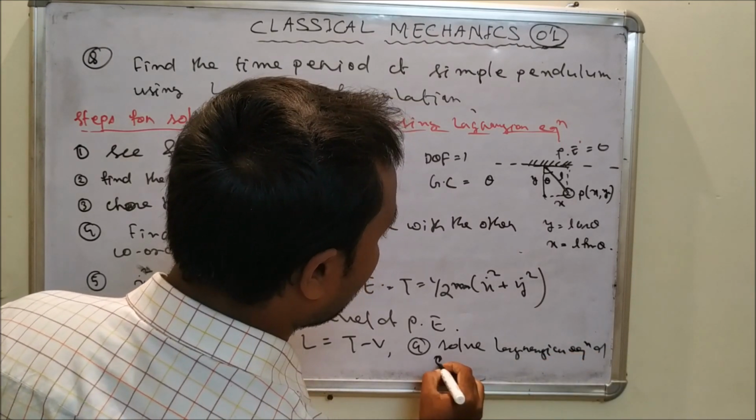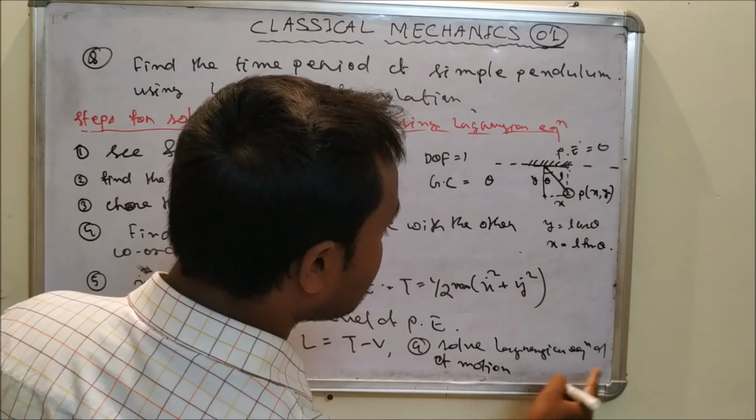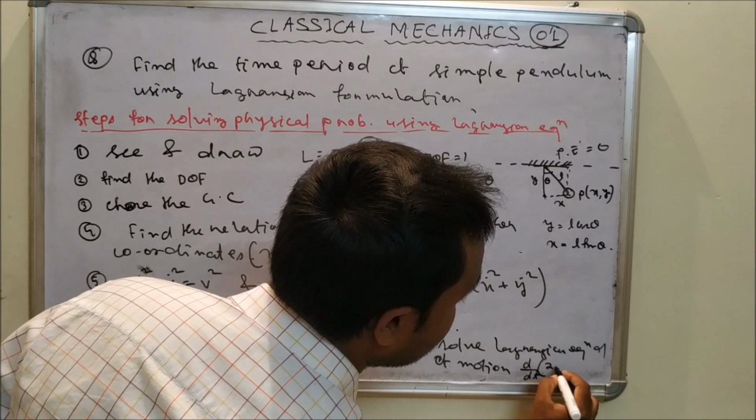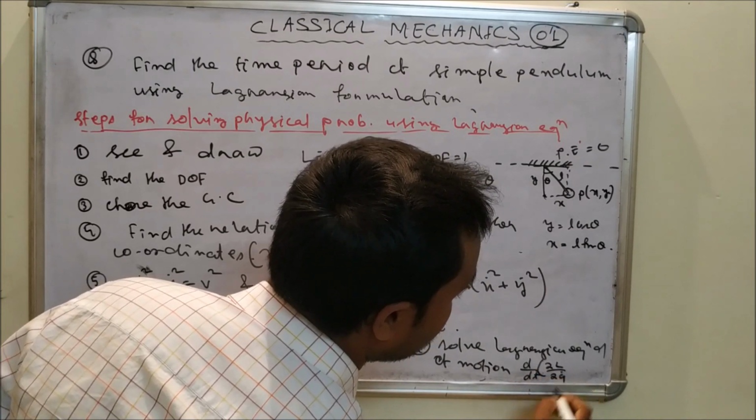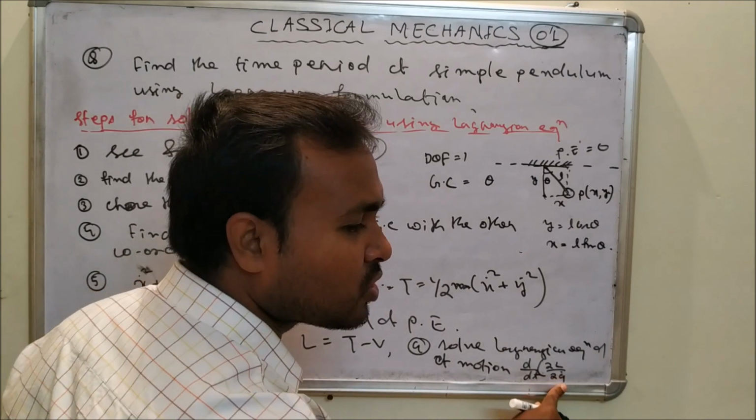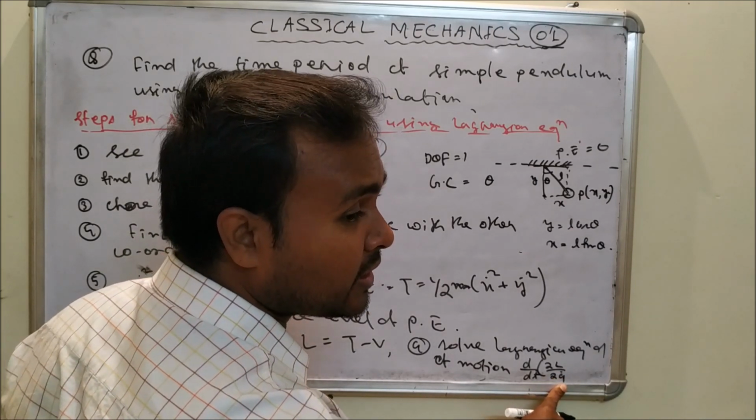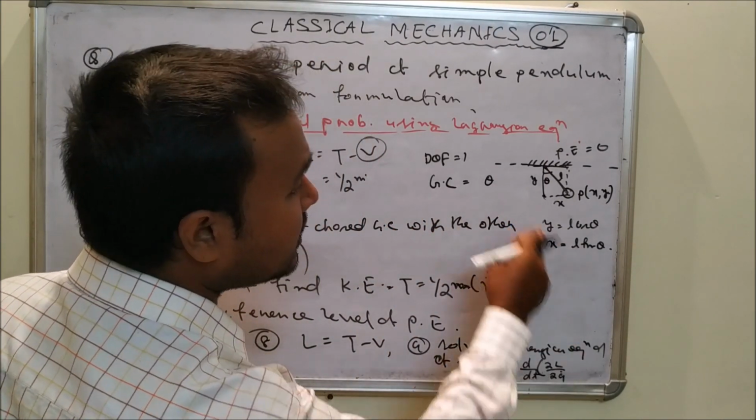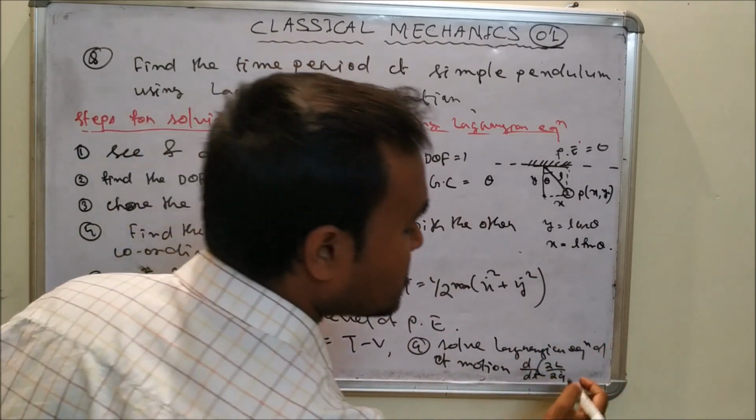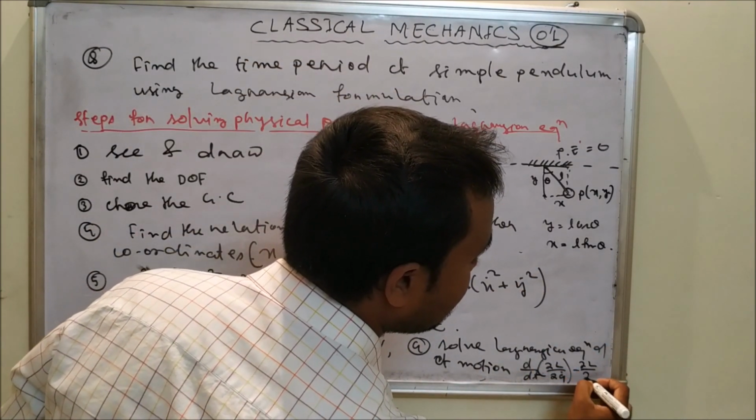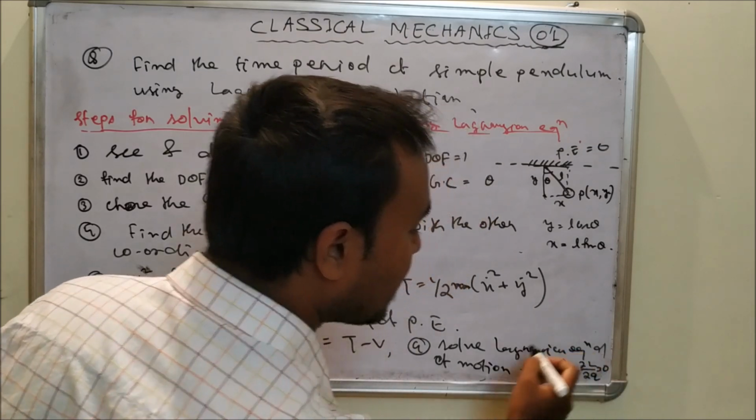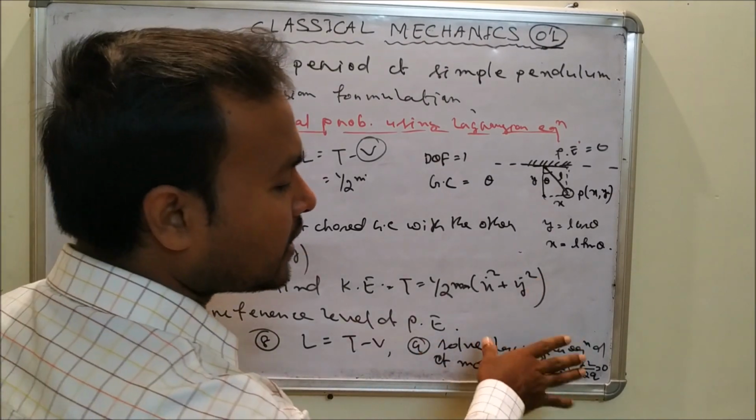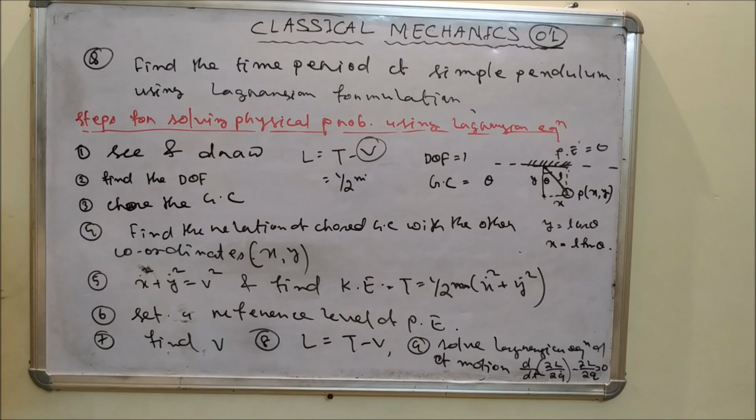equation of motion. This equation of motion means d upon dt of del L upon del q dot. Here q means position coordinate, q dot means velocity coordinate. If I take x, it will be x dot, if I take y, it will be y dot, if I take theta, it will be theta dot, that depends on the condition. Minus del L by del q, that equals 0. And if I put the L value here and solve, that will be the complete solution given by the Lagrangian formulation, the Lagrangian equation of motion.